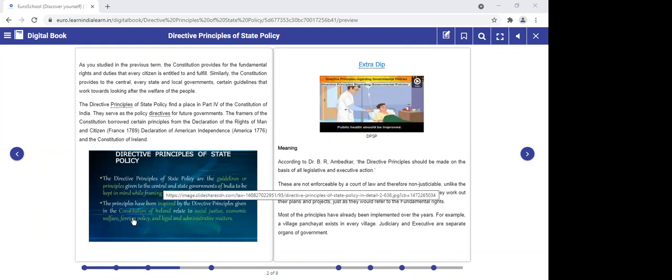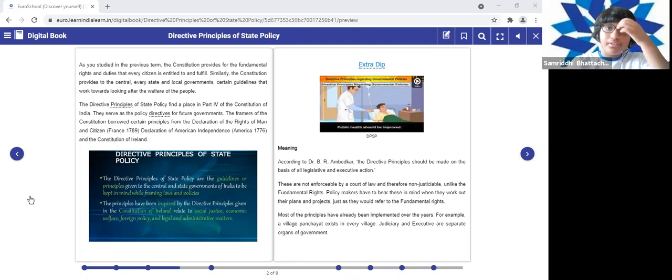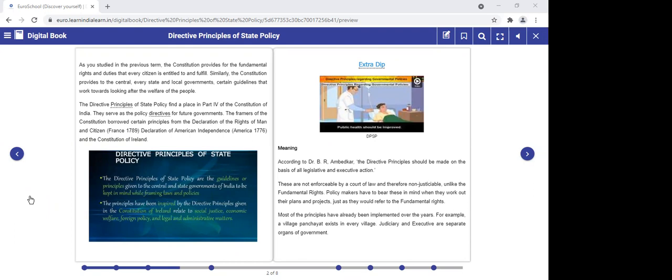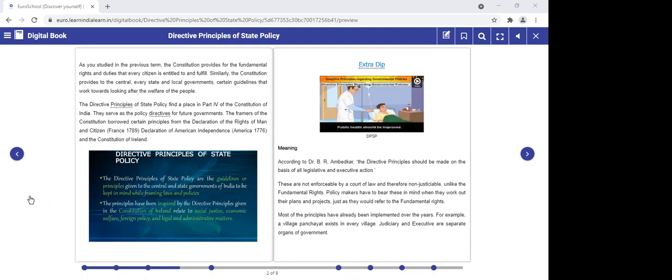Okay. So directive principles of state policy, as we have already studied, where is it mentioned? It is in part 4 of the Constitution. And from which article? 36 to 51. Very good. The framers of the Constitution borrowed certain principles.